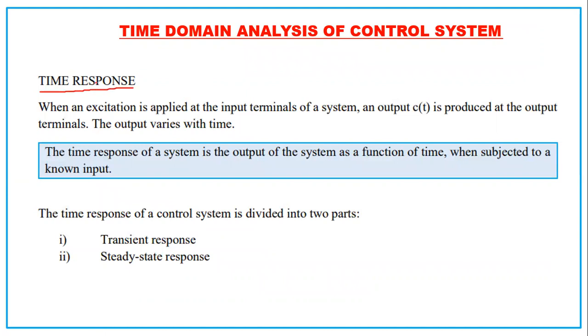So what do you mean by time response? Time response of a system is the output of the closed loop system as a function of time, C of t. When an excitation is applied at the input terminal of a system, an output C of t is produced at the output terminals, and the output varies with respect to time. So time response is the output of the system as a function of time when subjected to a given input.